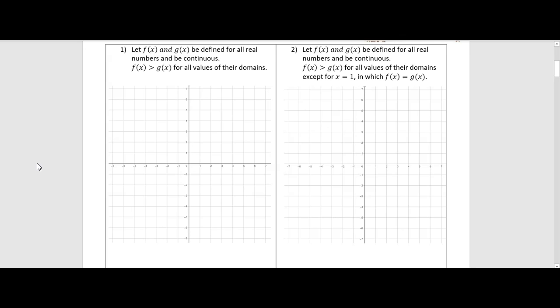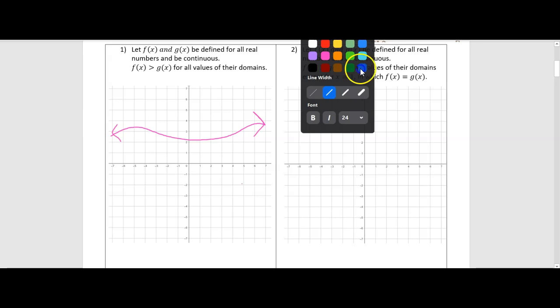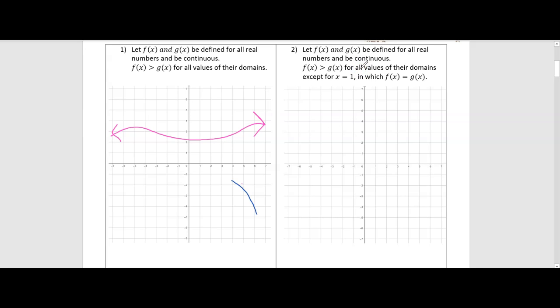Okay, so hopefully you've had a chance to draw some functions. It says for number 1 that f of x is greater than g of x. So literally all you have to do is draw a function f of x that's continuous and make sure that it is always greater than g of x. And again, the shape of your functions is not important as long as f of x is greater than g of x and they are continuous for all the real numbers.